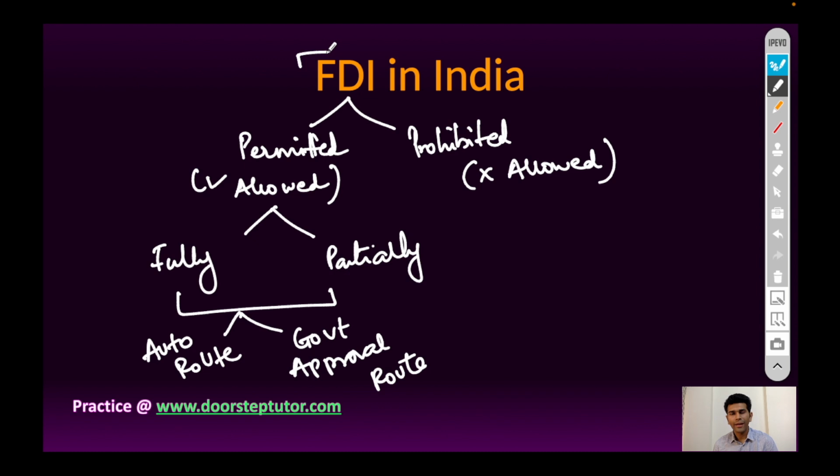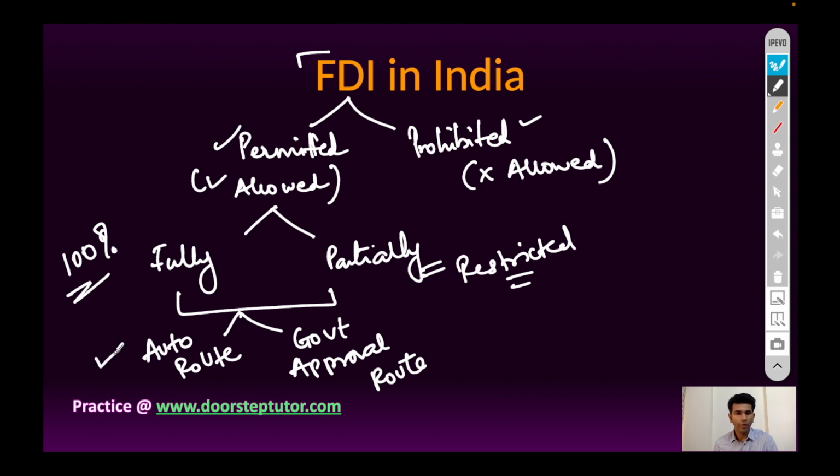So, FDI in India, some sectors are permitted, some are prohibited. Some permitted sectors are 100% open and some are restricted areas. It means a limited percentage can be acquired. And both can be by way of automatic route or by way of government approval. It means no permission is required in case of automatic route, and permission of government, RBI or some other institution is required in case of government approval route.